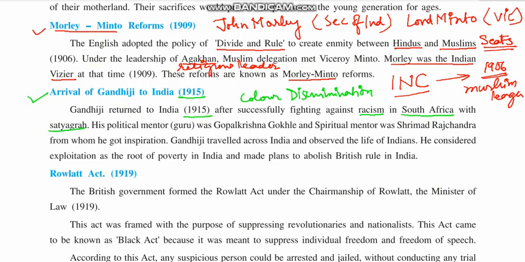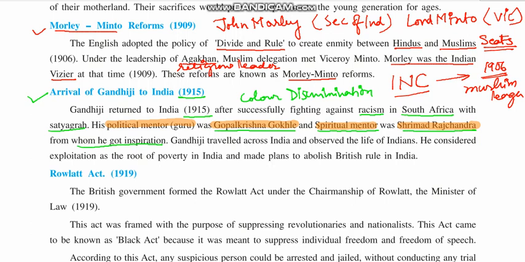His political mentor, that is Guru, was Gopal Krishna Gokhale. Remember this. Gopal Krishna Gokhale was his political guru, while his spiritual mentor was Srimad Raj Chandra. The spiritual leader was Srimad Raj Chandra, from whom he got inspiration to do the Satyagraha.